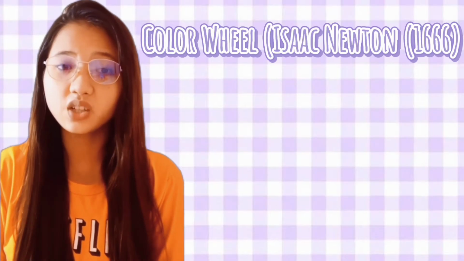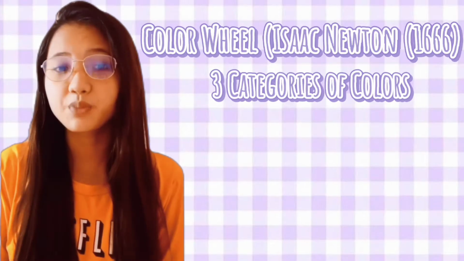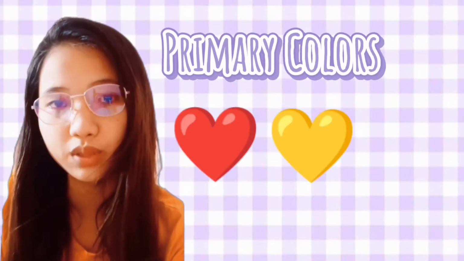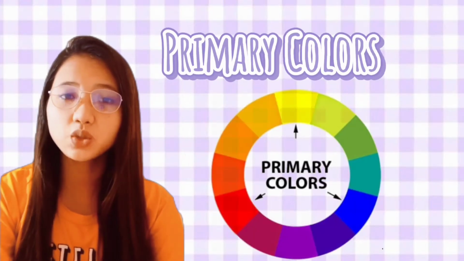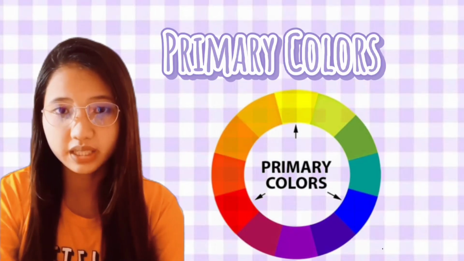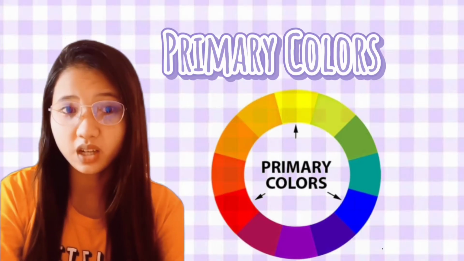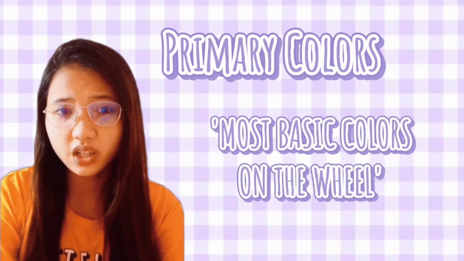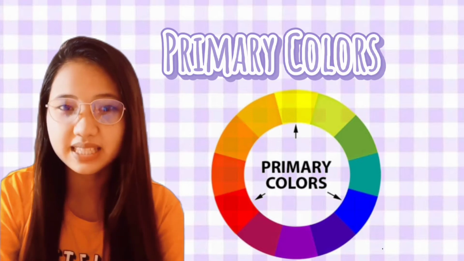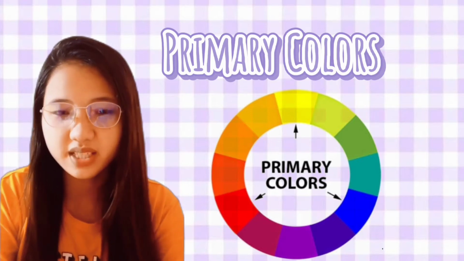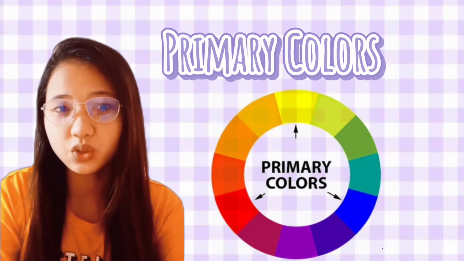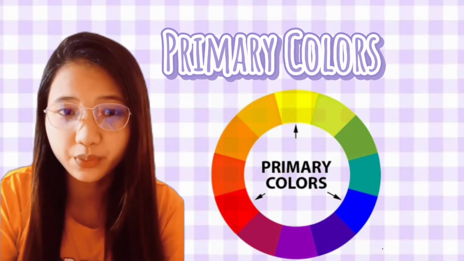There are 3 categories of colors in it: the primary, secondary, and tertiary colors. The primary colors are red, yellow, and blue. These hues are equally spaced apart on the color wheel. There are only 3 primary colors, and they are the most basic colors on the wheel. They can only be made from natural pigments and cannot be made by mixing other hues. These 3 primary colors can be blended to create any other color in the color wheel.